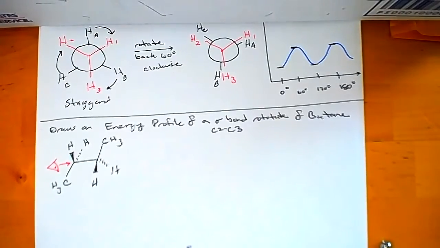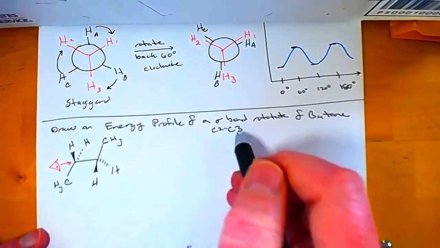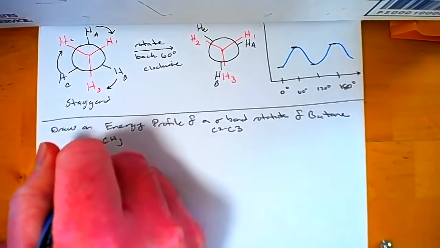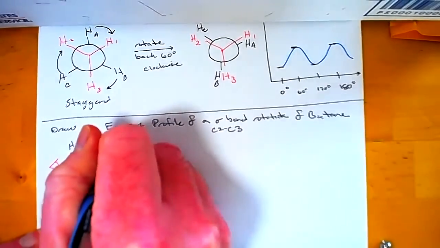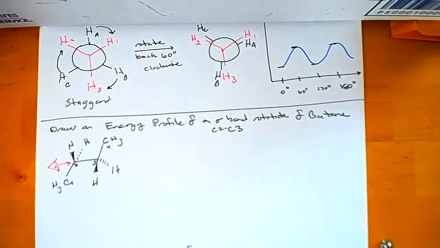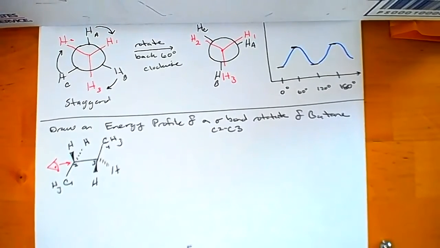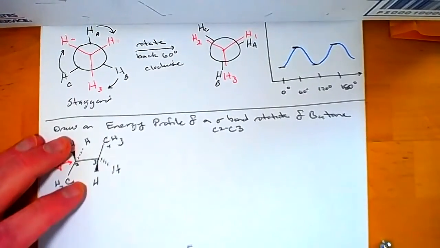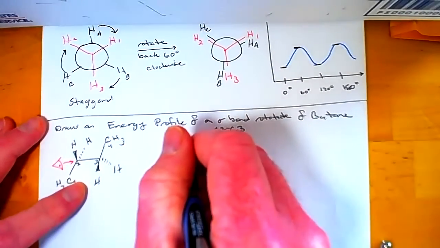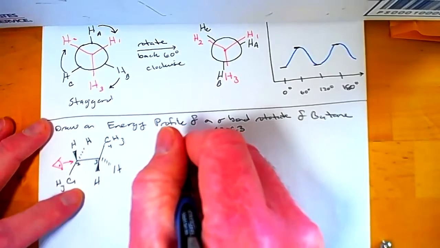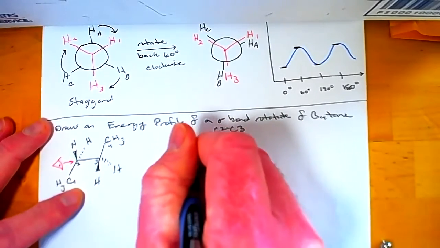Now, I asked that you would look down carbon 2 and carbon 3. So if this is 1 and this is 2 and this is 3 and this is 4, that's what we're going to be viewing. So we want to represent what that looks like with a Newman projection. Okay, so you can try your hand at that now and pause the video and then see what the answer is.